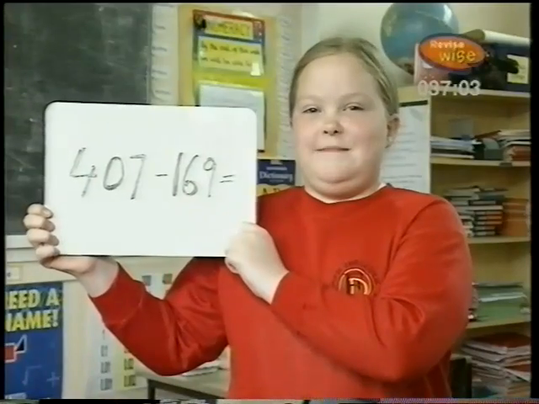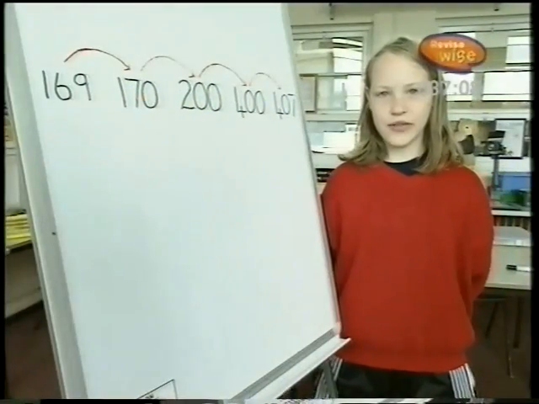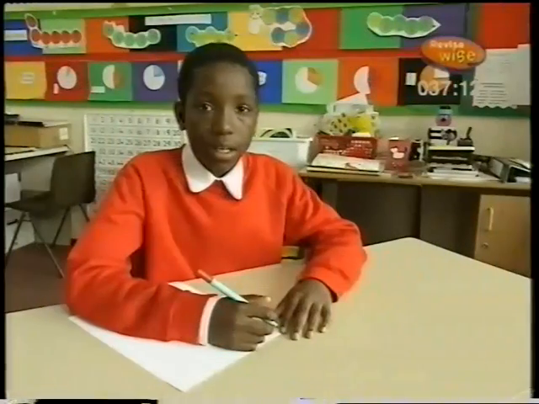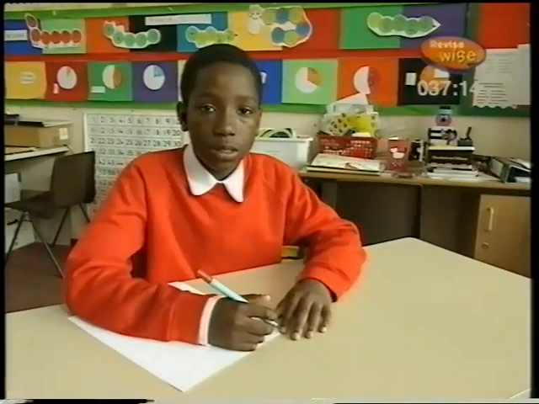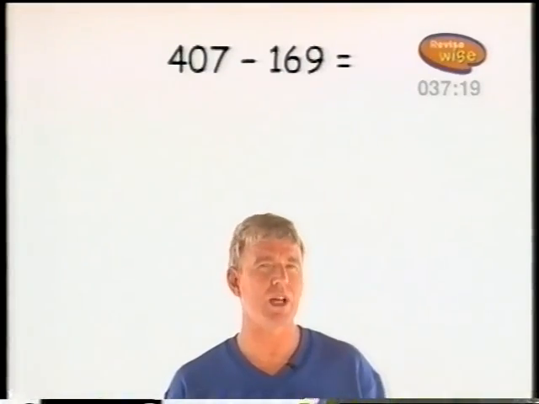You could try the rounding method to make this subtraction easier. You could count on from 169 to 407. If the numbers are too difficult for the mental maths, then write it down. What's your answer now?